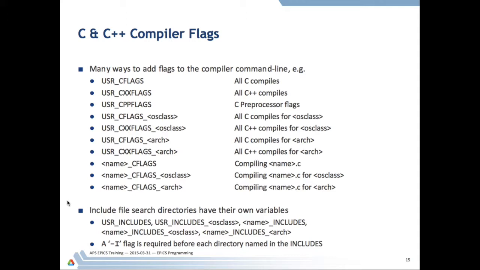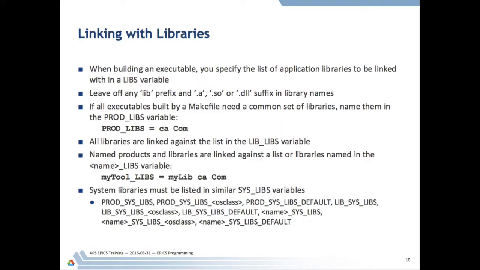Okay, so far we've managed to run the compiler and added any flags that we need. Now we want to be able to link our application together with libraries, either other application libraries or EPICS libraries or even system libraries. And for that, we use a libs variable. And similarly, there are all sorts of different libs variables depending upon what you're building and your target. When you put names into these libs variables, leave off the lib prefix and leave off the .a, .so, .dll extension. Those will get added automatically.